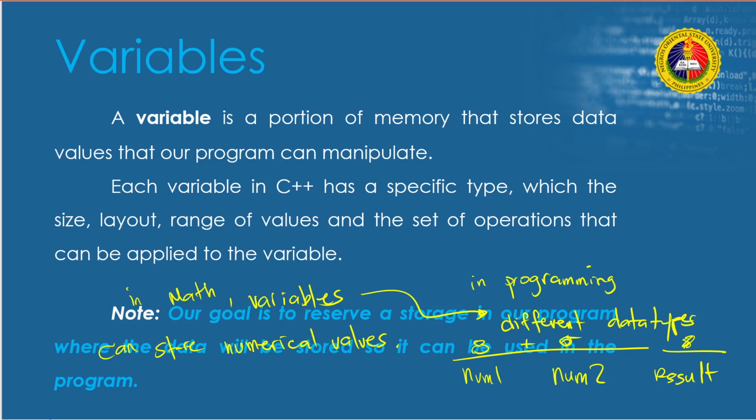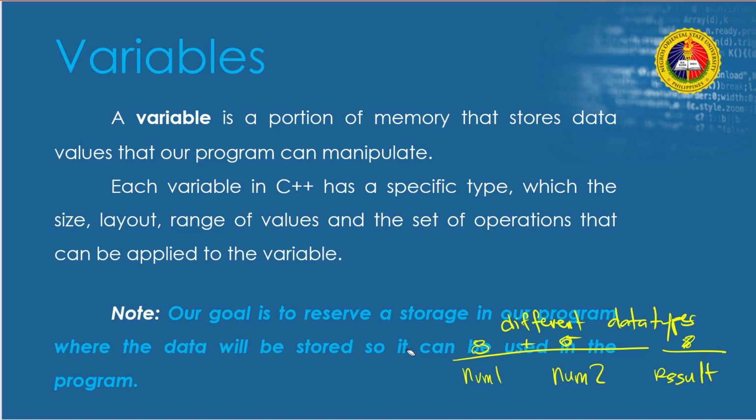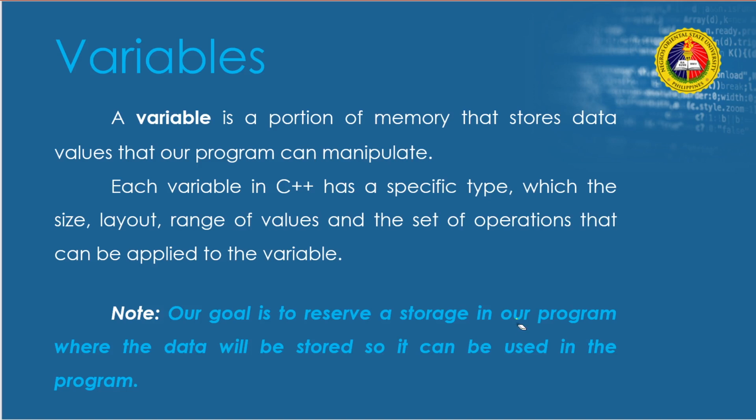Again, for example, let me erase this all. So again, why do we use variables in programming? Let's say we are going to create a program that will compute the average of 3 numbers. So how many numbers are we going to compute?